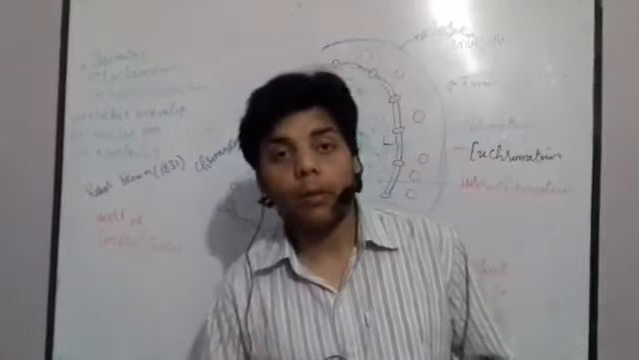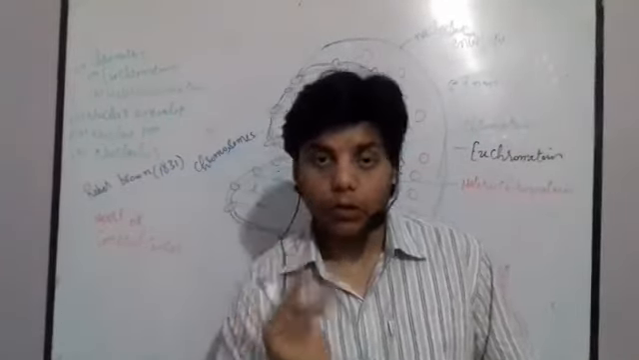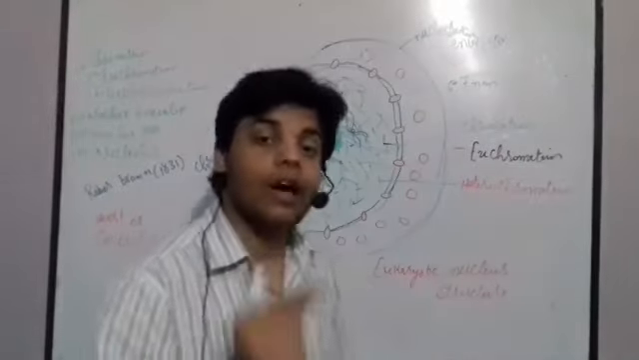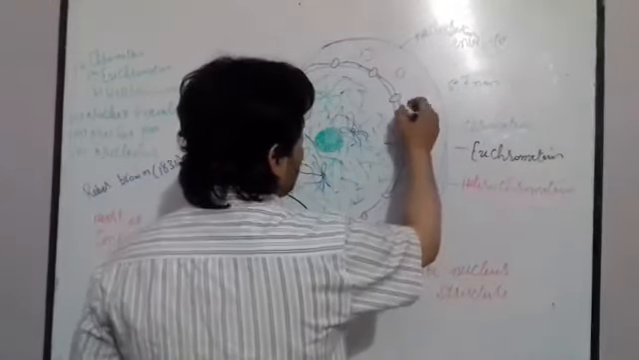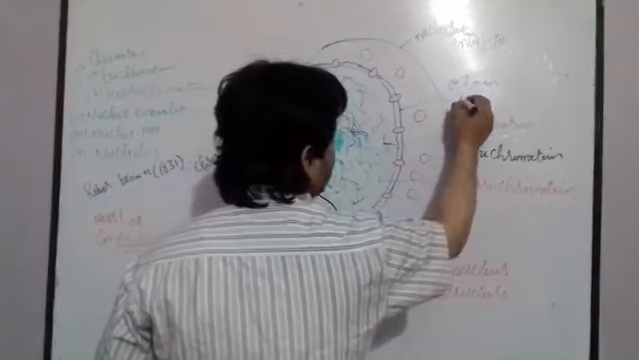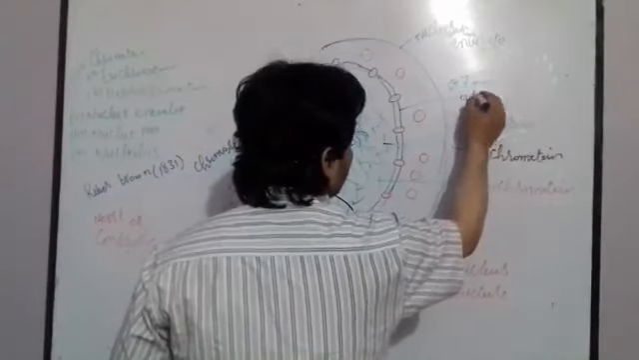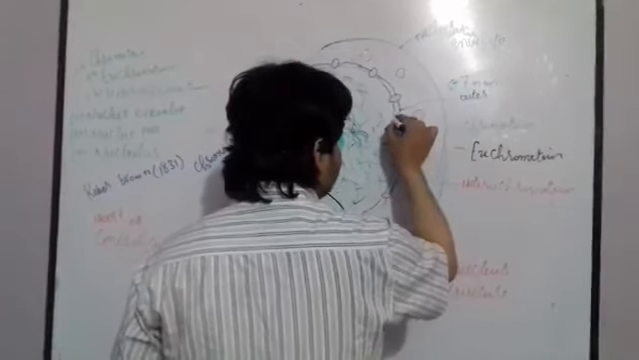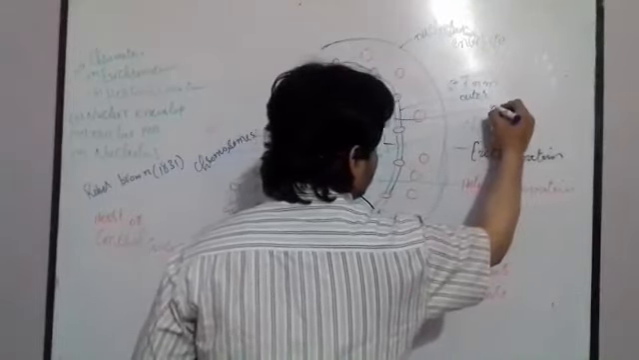Nuclear envelope, or nuclear membrane, has two membranes. One we call the outer membrane and the other we call the inner membrane. As you are watching this, this is the outer nuclear envelope, and this is the inner.